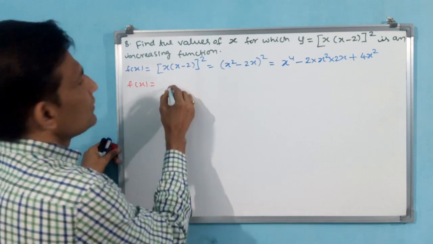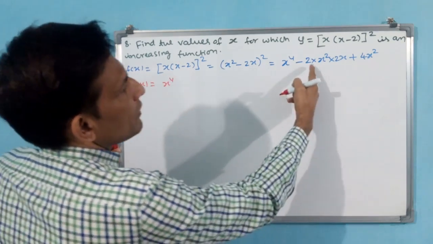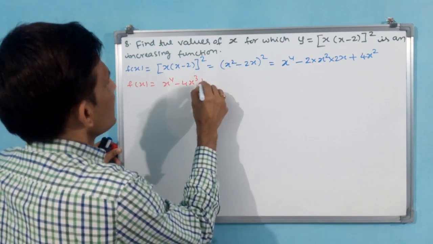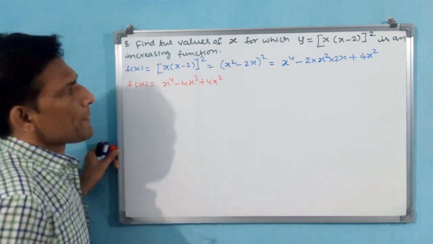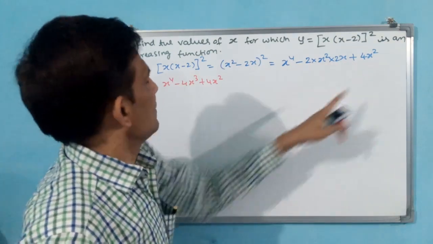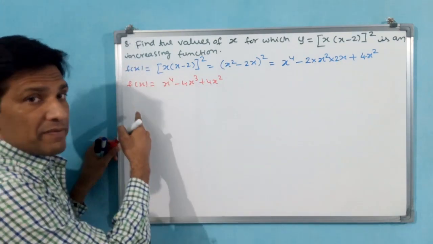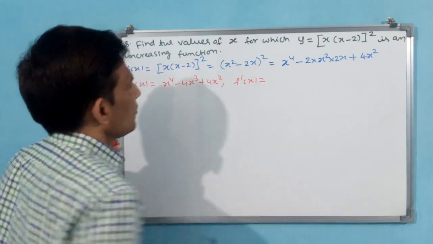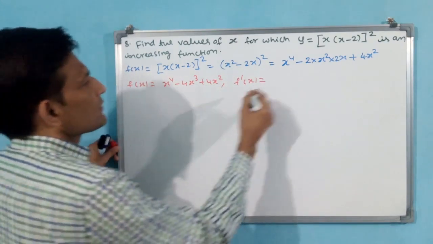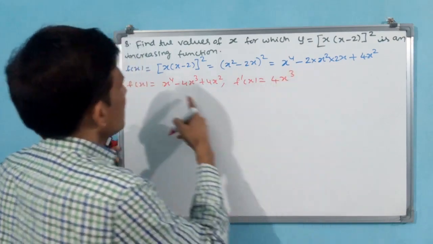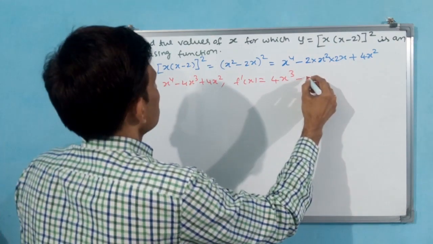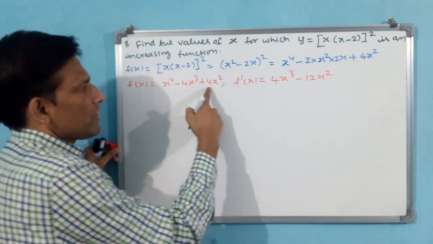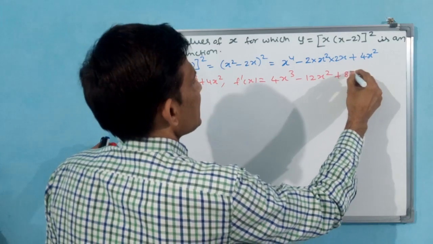f of x is equal to x to the power of 4 minus 4x cube plus 4x square. This is f of x only; f dash x we have to find. f dash x is equal to 4x cube minus 12x square plus 8x.